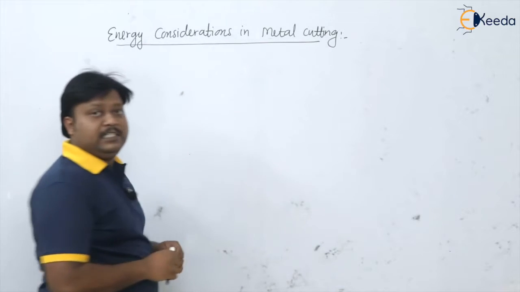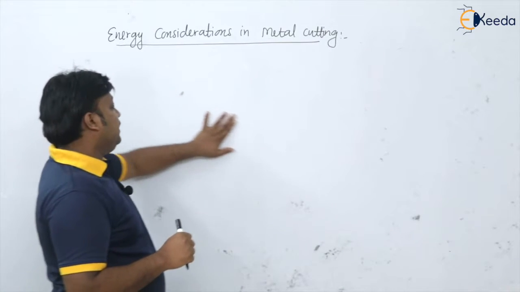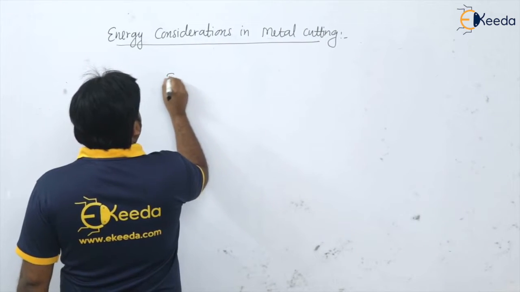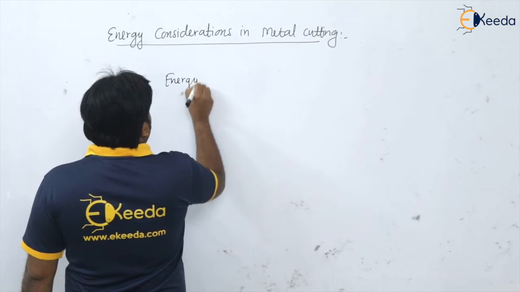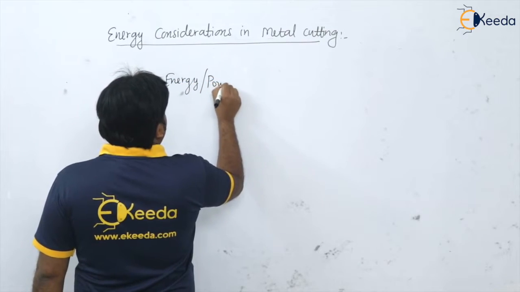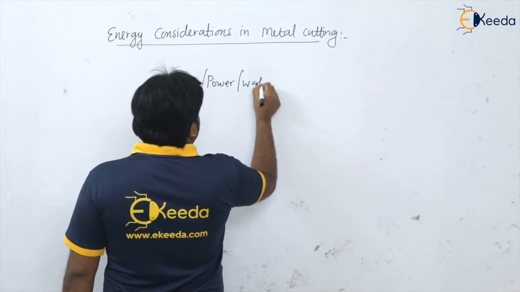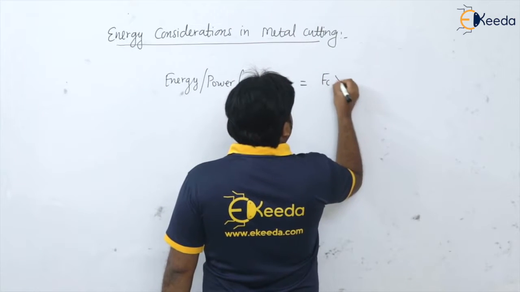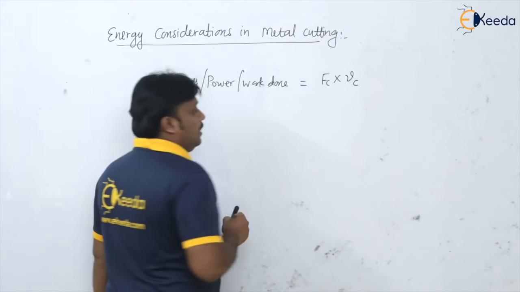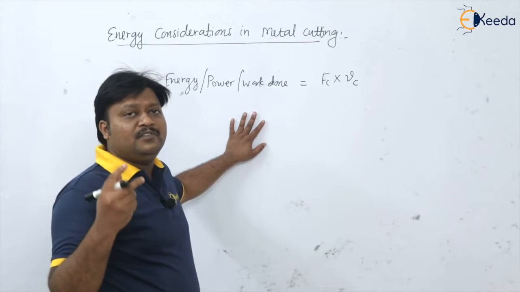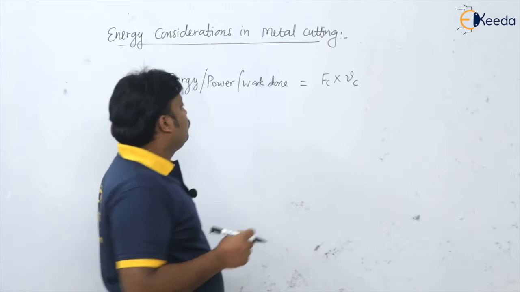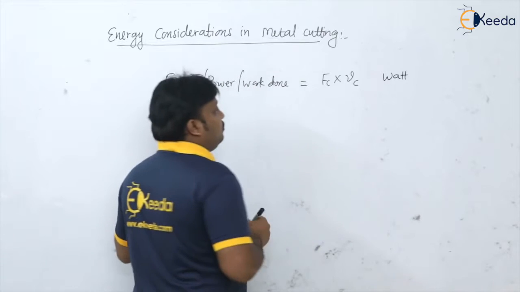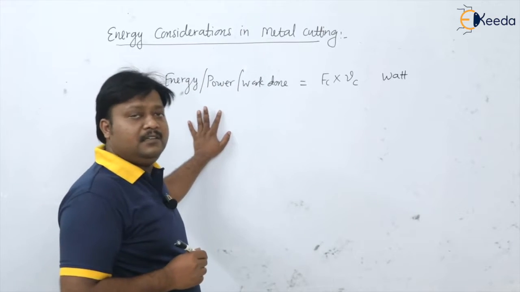So see here, we have already seen the energy in the metal cutting operation. This is also the power or the work done in the metal cutting operation, which is equal to the cutting force into the cutting velocity. Of course, we are not taking into account the feed power, which is very negligible. So the energy is Fc into Vc, cutting force into cutting velocity.